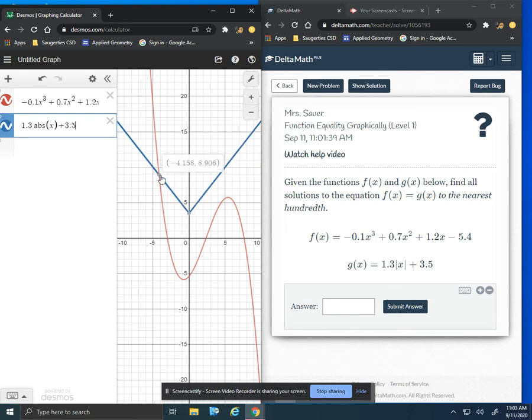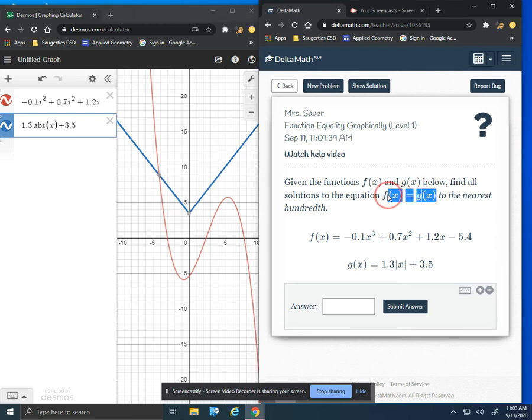Now, there could be multiple intersections. This one just ends up having one. I'm going to talk about what to do if there was multiple intersections. So I'm trying to find out where they're equal. When you see this question, f of x equals g of x, they're saying, what are the x values where those y values, f of x and g of x, are equal? So the x value of this point is the only answer.